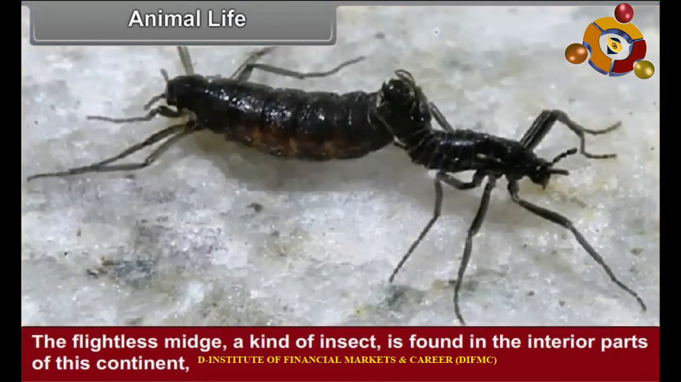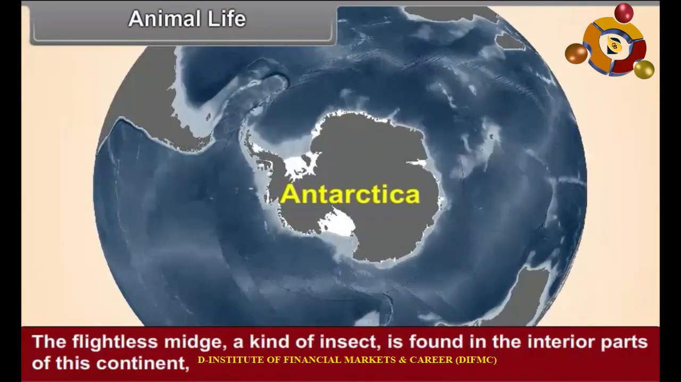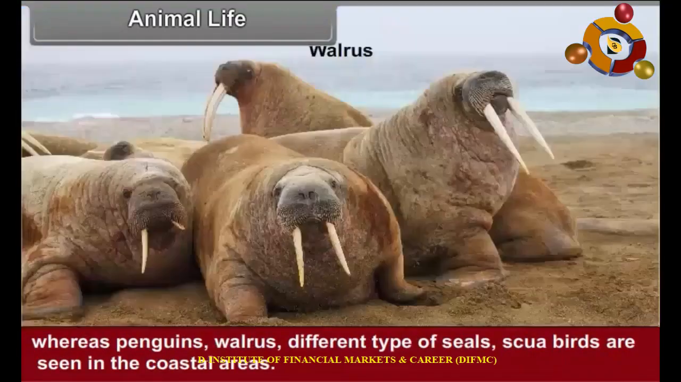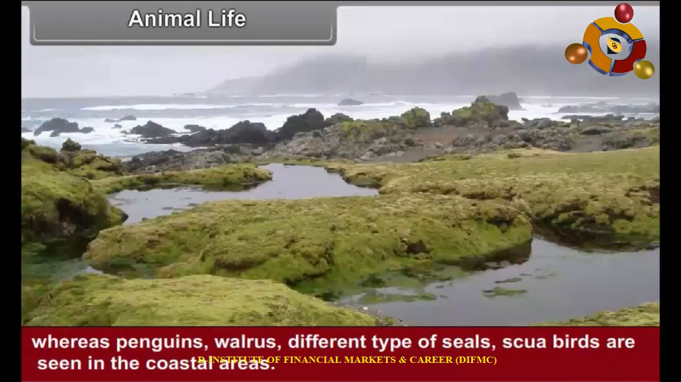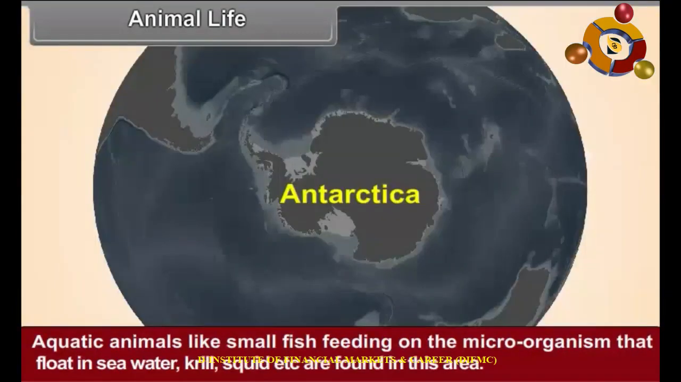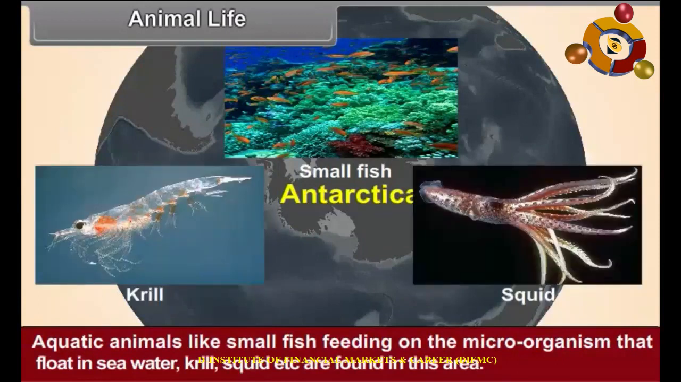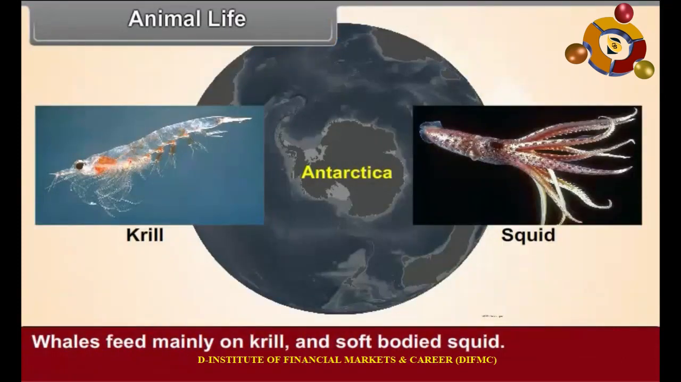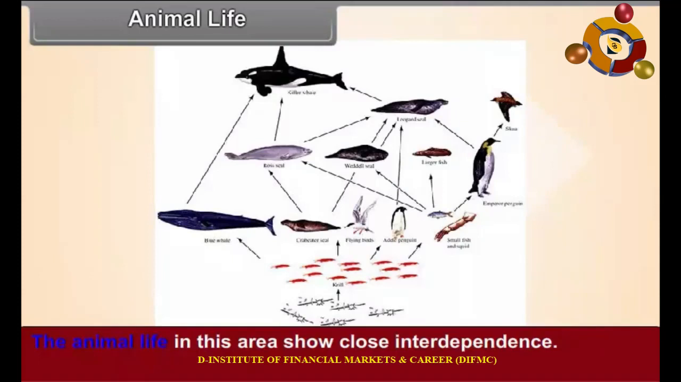The flightless midge, a kind of insect, is found in the interior parts of this continent, whereas penguins, walrus, different types of seals, skua birds are seen in the coastal areas. Aquatic animals like small fish feeding on the microorganisms that float in seawater, krill, squid, etc. are found in this area. Whales feed mainly on krill and the soft-bodied squid. The animal life in this area shows close interdependence.